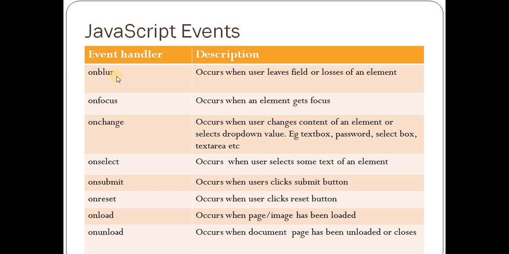First one, on blur. When the user leaves the field or the element. Now if we have a form and we have a text box, if we come out of the text box, then the on blur event occurs. On focus, similarly, when the element gets focused. On change, when the text in the element is going to change, this event will occur. On select occurs when some of the text is selected in the text box or any element.